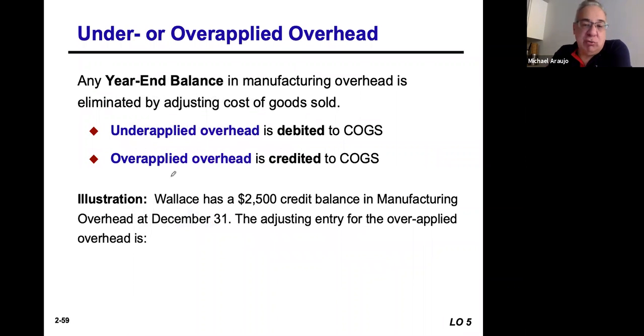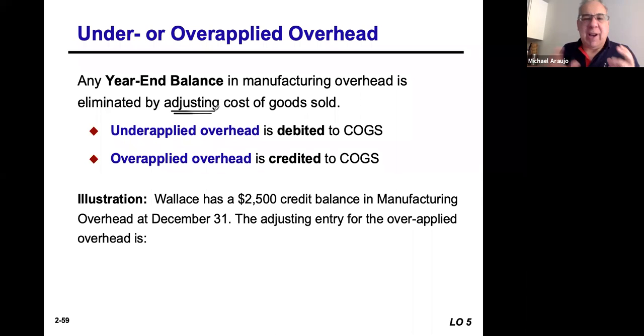So what do we do at the end of the year? Well, we simply have to adjust. We move the balance to cost of goods sold, because ultimately the manufacturing overhead and total manufacturing costs are going to show up in cost of goods sold.